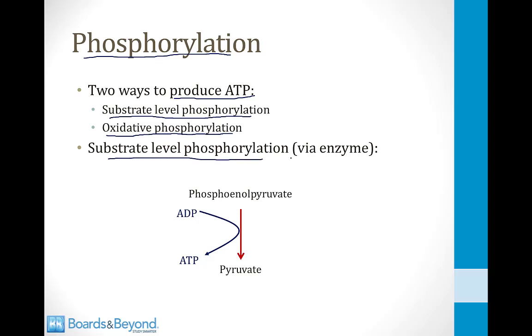Substrate level phosphorylation occurs via an enzyme. Take, for example, this step in glycolysis, where phosphoenol pyruvate is converted to pyruvate. This conversion adds a phosphate group to ADP to create a molecule of ATP. This is called substrate level phosphorylation. You are phosphorylating, or adding a phosphate group, to the substrate of ADP directly to create a molecule of ATP.